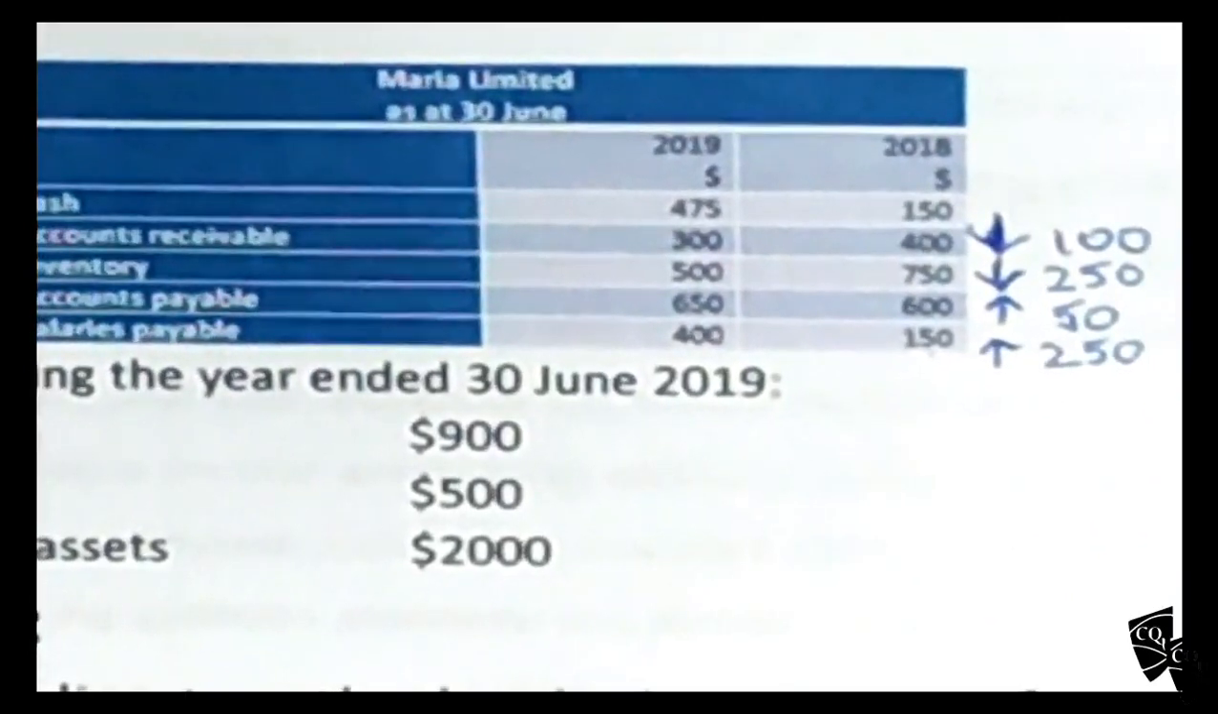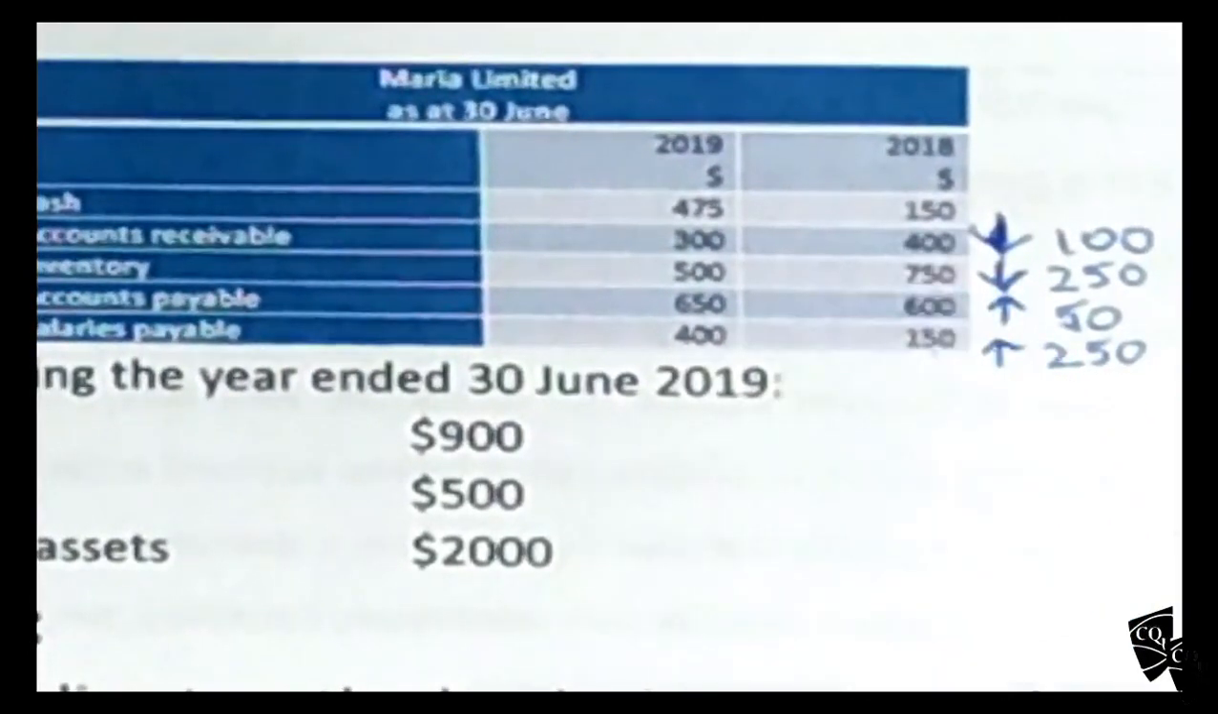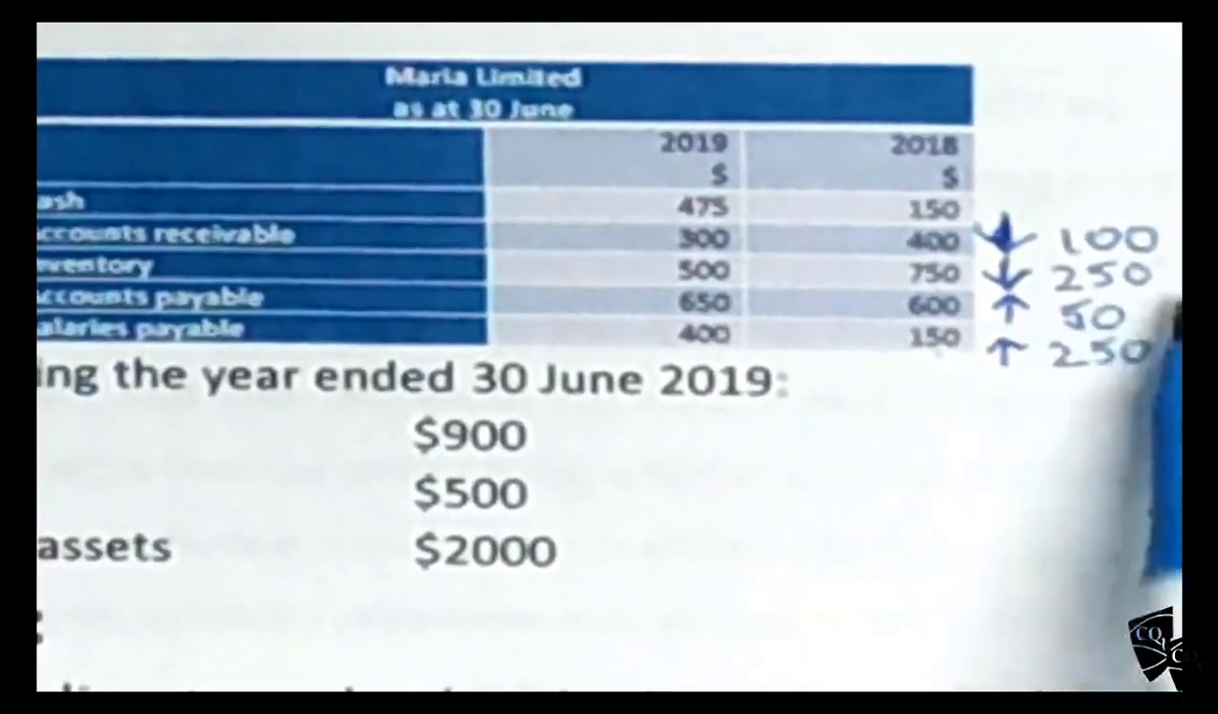Okay, is everybody following my logic on how I determine what's an increase and decrease? Look at what you started with and what you end up with, and ask, has my figure gone up or has it gone down? Draw your little arrow and then just write the amount there for you.